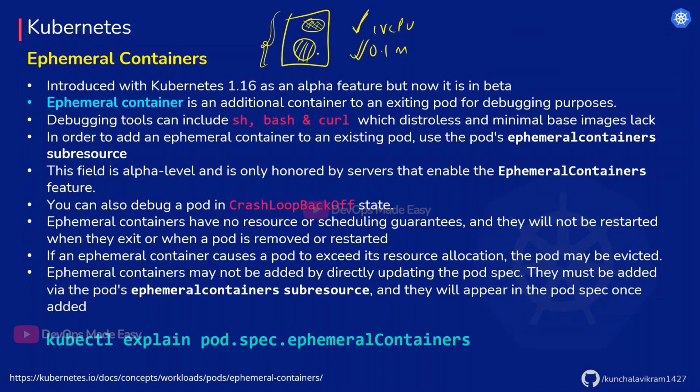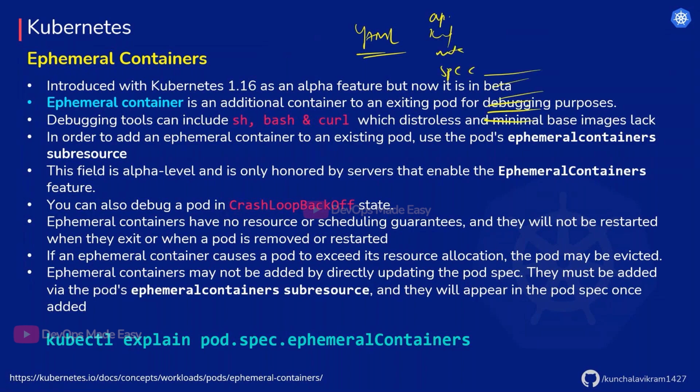So you should be very careful. It's not like placing one more container gives more resources to your existing pod. If your ephemeral container causes a pod to exceed its resource allocation, the pod may be evicted, which means it can be deleted. Also, we have the YAML manifest file where we use API version, kind, metadata, spec. You cannot mention the ephemeral container directly in the spec or any of your YAML files. You have a specific command using which you can add those containers into an existing pod. You cannot put it in the pod spec.